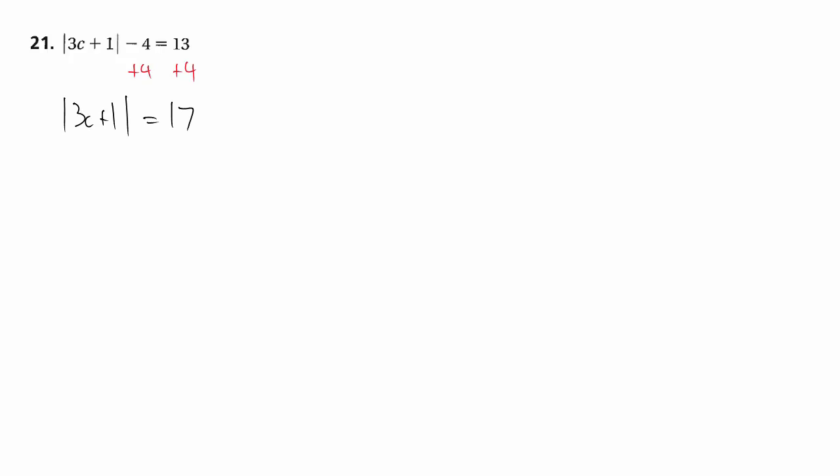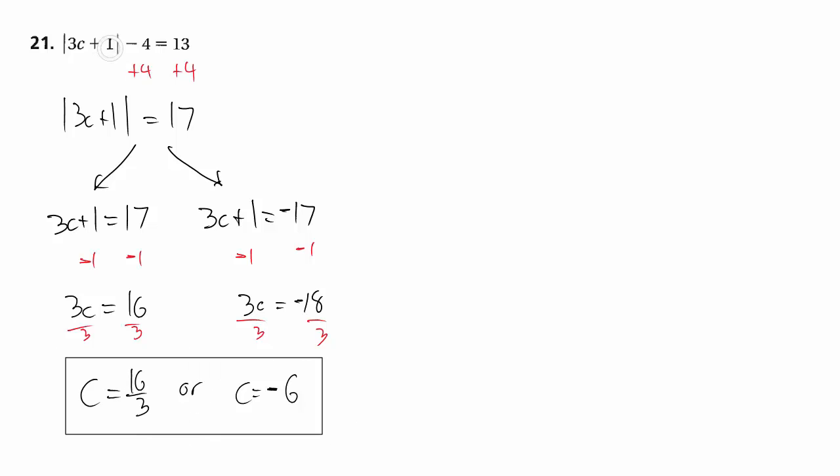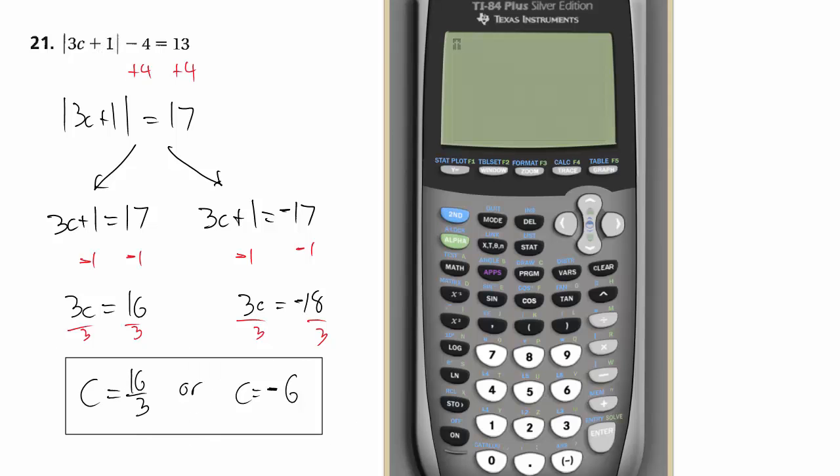All right, the next one. Before you do the two cases, you want to get the absolute value parts by themselves. So I'm going to set it equal to the positive version, set it equal to the negative version. This time, I'm going to solve them simultaneously. So subtract 1 on each side in both cases. Divide by 3 on each side in both cases. Your solutions are 16 thirds, or -18 thirds, which divides evenly. It's -6. It's 16 thirds or -6.